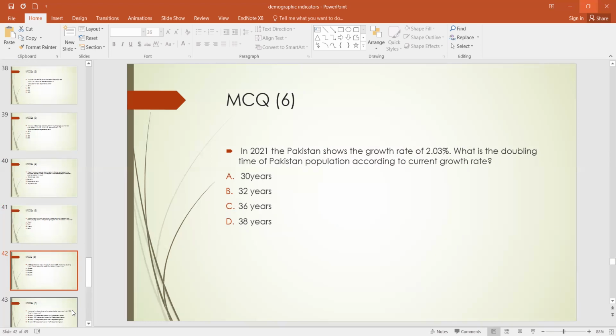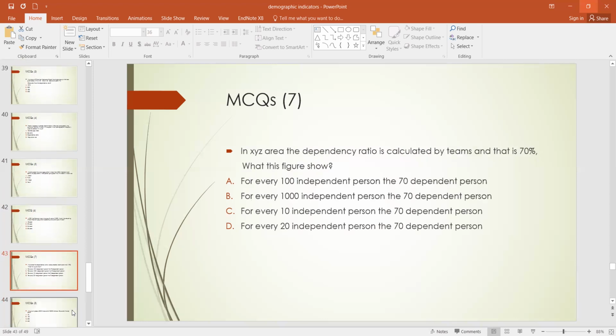In 2021, Pakistan shows the growth rate of 2.03%. What is the doubling time of Pakistan population according to current growth rate? 30 years, 32 years, 36 years, 38 years. C is the right answer, 36 years.